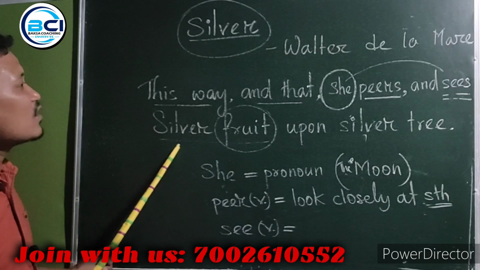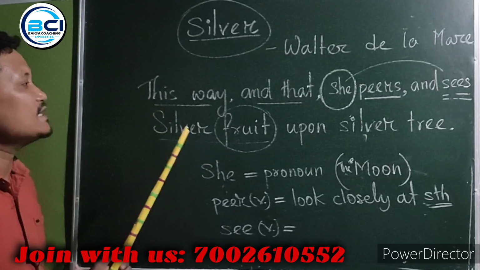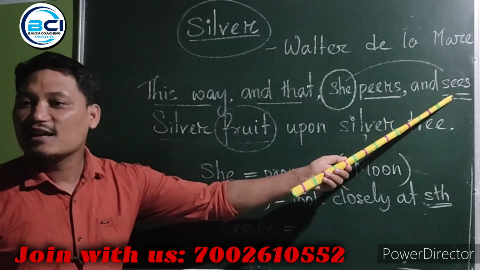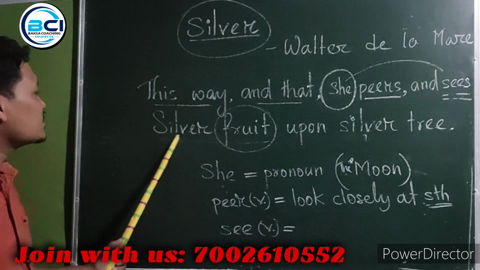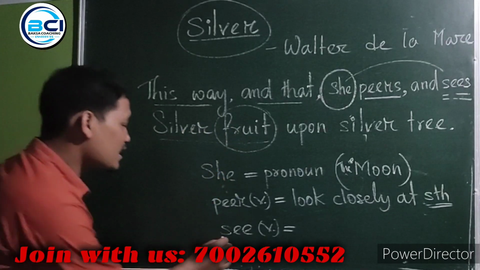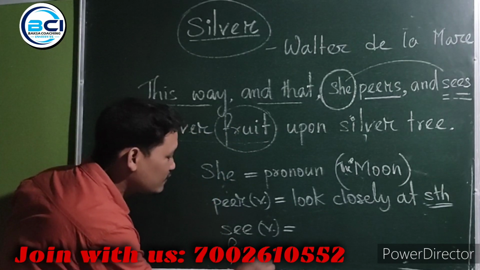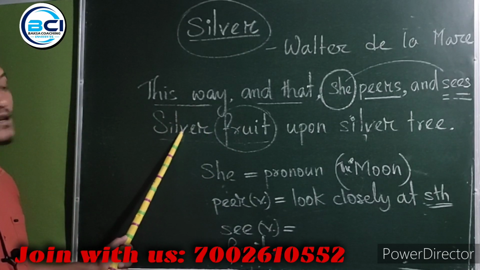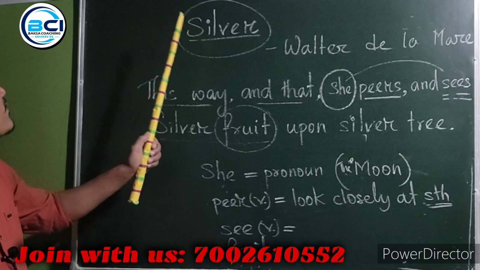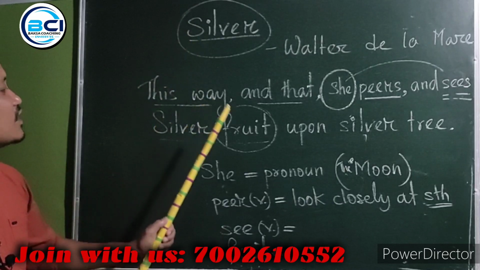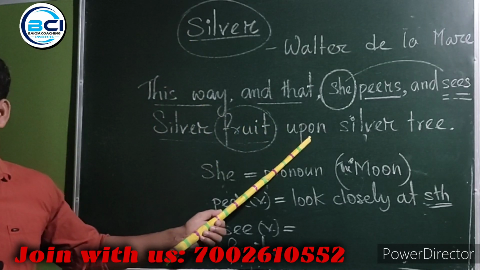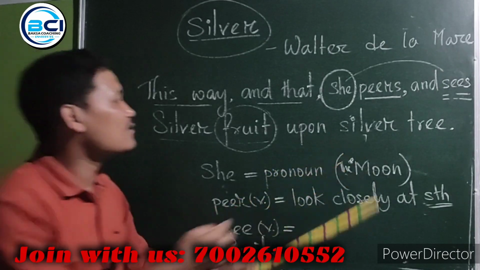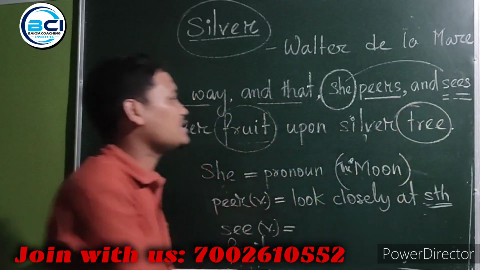Now what happens, a very good thing has happened, that she, the moon, has seen. The moon has seen silver fruit. Now what is the color of that fruit? Silver. Again silver. Look, the name of the poem is again silver. Silver fruit upon. Upon means over, on. Silver tree. Another image is given.